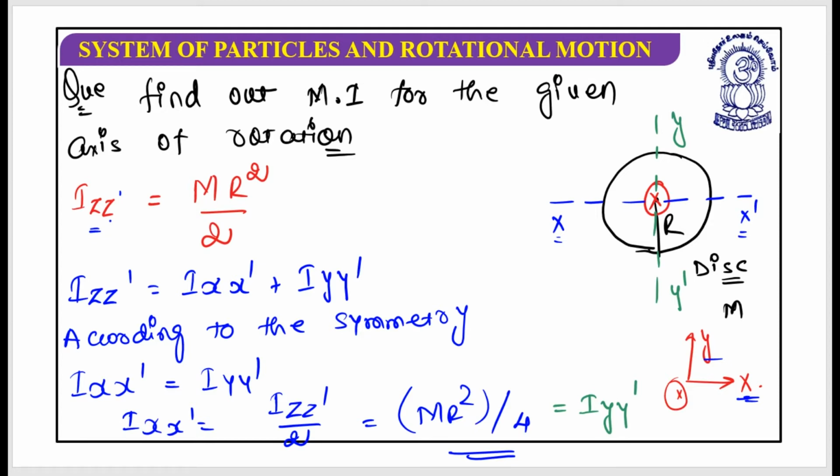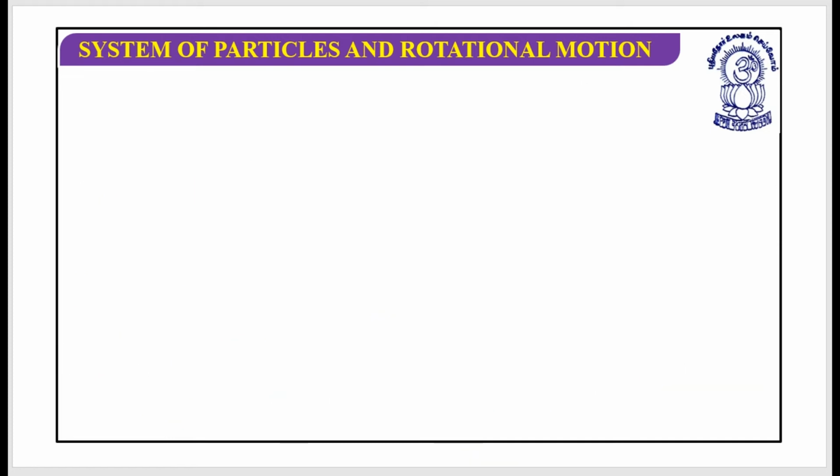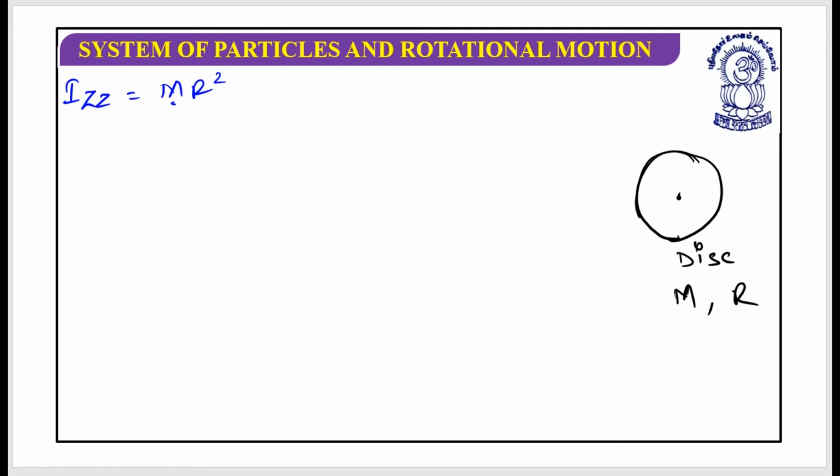Is it clear? Shall I go ahead? Are you sure? Great. So this was the case, and this is the disk having mass m and radius r. Now, what do you know? You know IZZ, which is mr square by 2. You know IXX and IYY, which are mr square by 4.